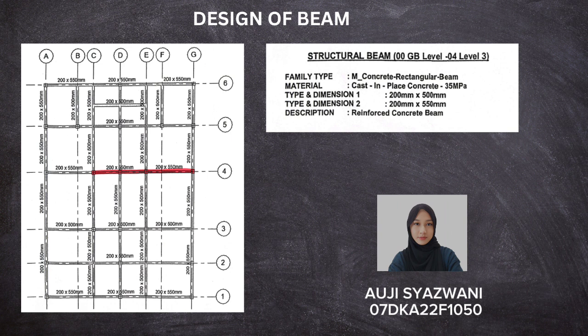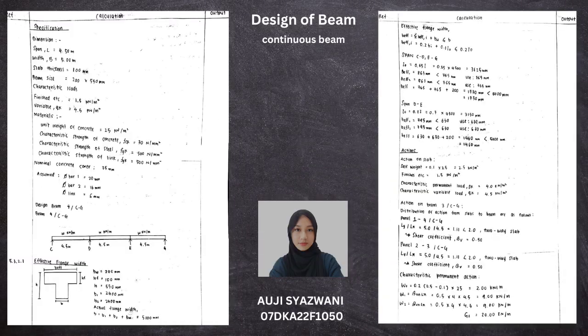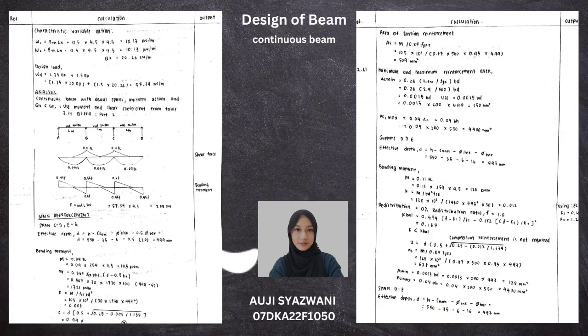Hello everyone, my name is Auji Syazwani binti Saleh, matrix number 07DKA22F1050. Today, I'll be presenting my design for a continuous concrete beam. To start with the specification, we can see all the specification here, where the dimension of span L is 4.5 meter, width is 5 meter, and I use slab thickness 100 mm, and the beam size is 200 times 550 mm. Now, for the effective width and depth, calculations were performed to determine the effective flange width and beam width, which together help distribute the load effectively across the beam's cross-sectional area.